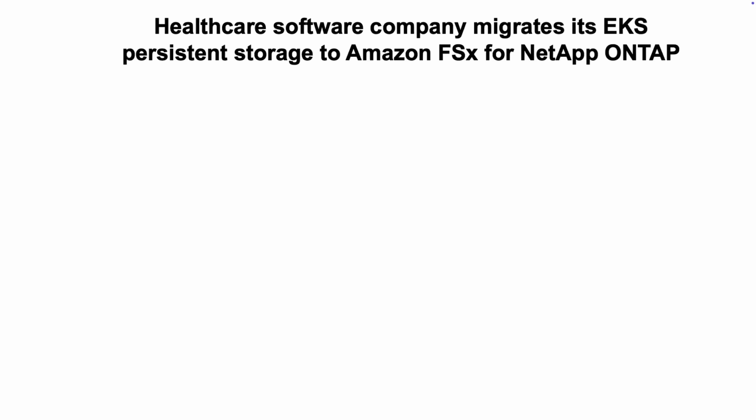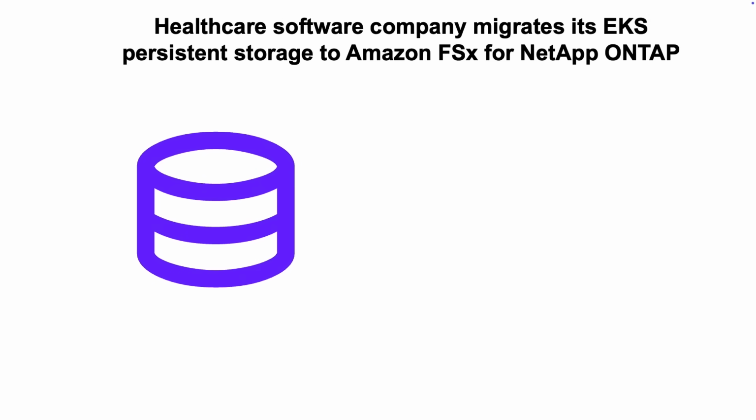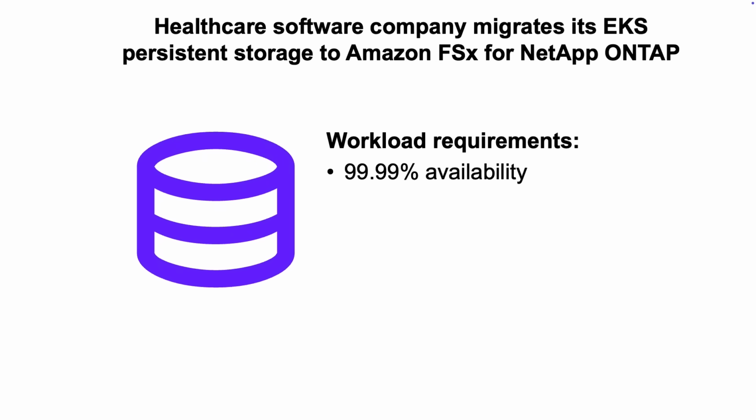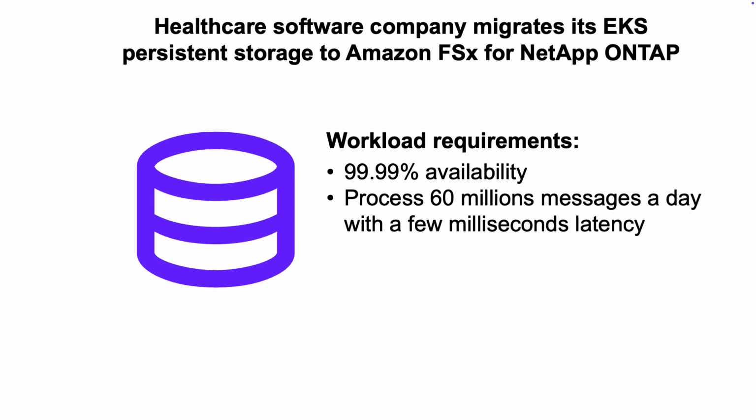So, you're building applications on AWS and need high performance and resilience, like this healthcare company that built a patient record software on EKS and needed to make sure that its workload had 99.99% availability, processed 60 million messages with millisecond latency, and can fail over to another region for disaster recovery.